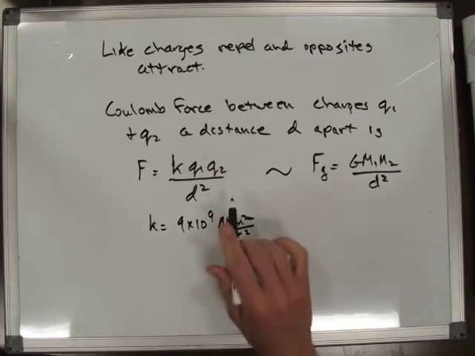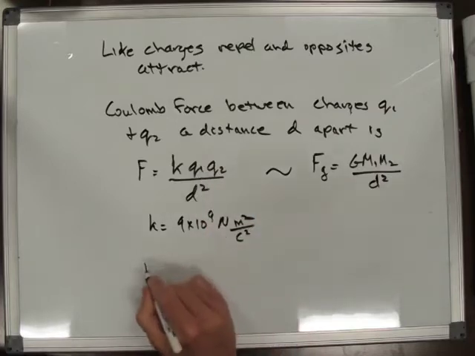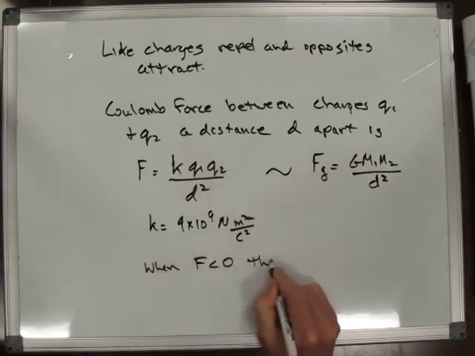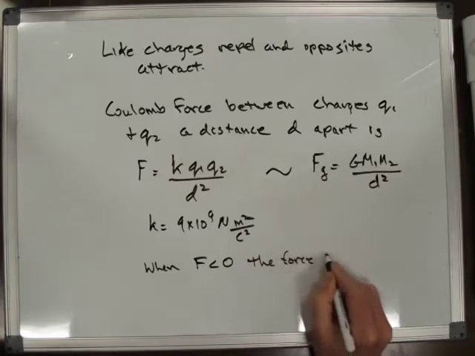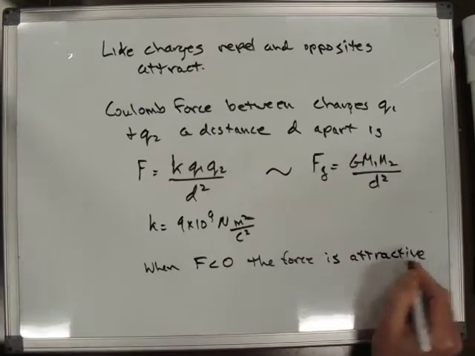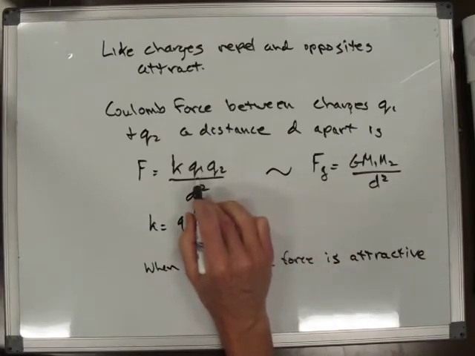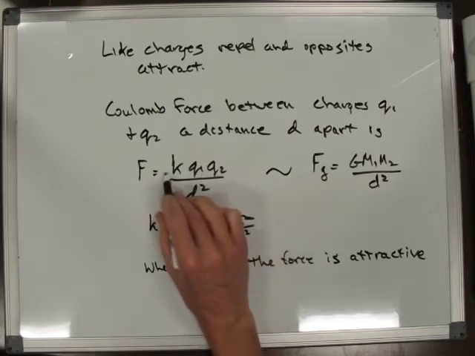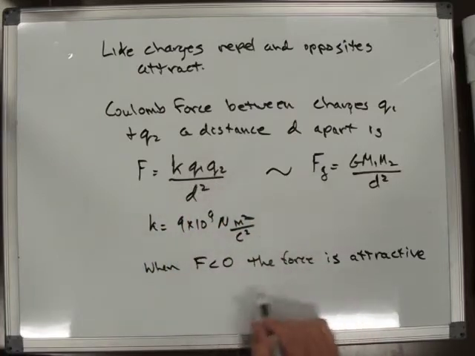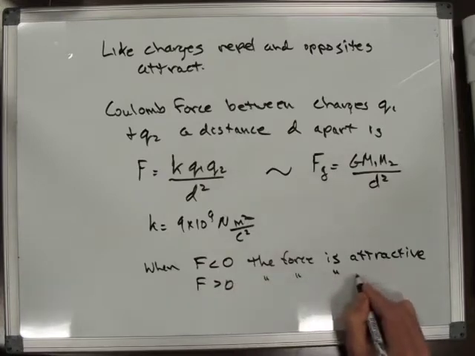A couple of other things to notice about this. When F is less than 0, the force is attractive, right? Because we said opposite signs attract. So if they're opposite, that means one is positive and one is negative. Doesn't matter which. Then this is a negative sign. And so negative on this evaluation of this force means an attractive force. F greater than 0 is repulsive.